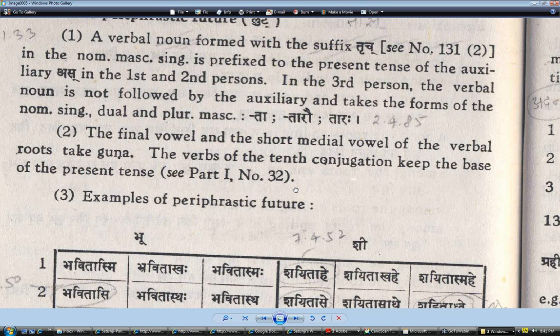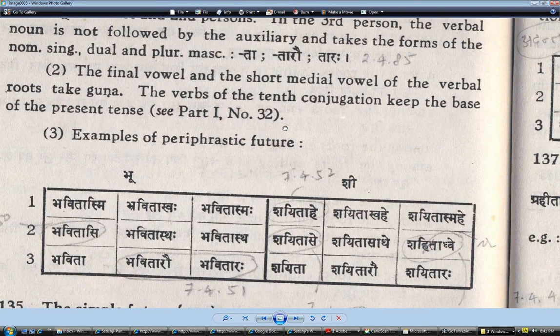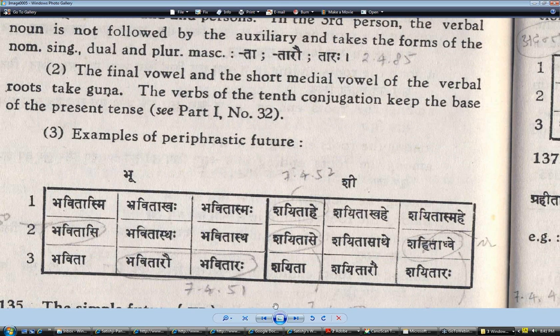Let's do dhatu chur. What he's saying is verbs of the 10th conjugation keep the base of the present tense. I think what that basically means is that this nich pratyaya will stay and will not go away by anything. So let's take dhatu chur and just do one form. Only do one because then we can recite the remaining. There'll be no difference.